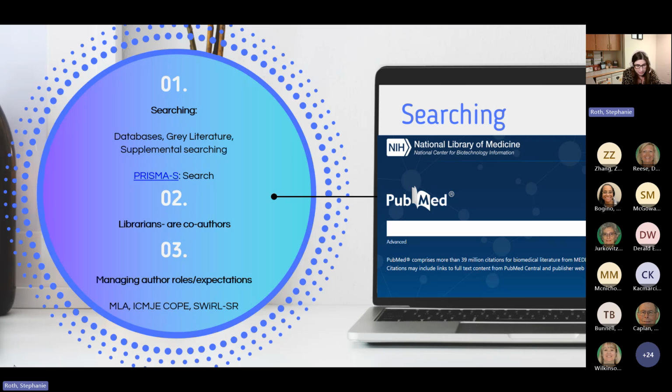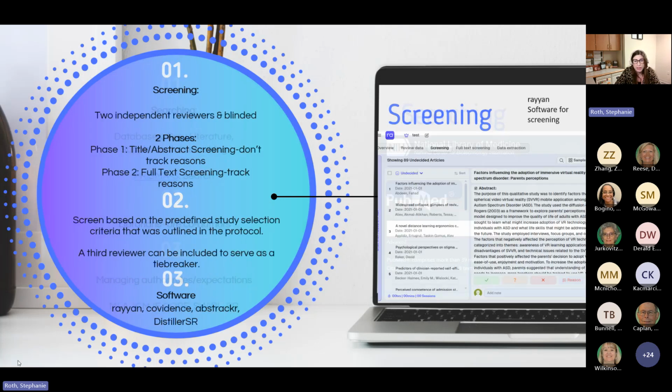So co-authorship means they are equals on the team and they have a fair say in the methodology and the reporting of the review, and it's their responsibility as well to make sure that that's accurate and well done. And then we move on to screening. So the librarian has done a lot of heavy lifting with the search part of it, and a lot of the teams have not done the heavy lifting part of the review yet.